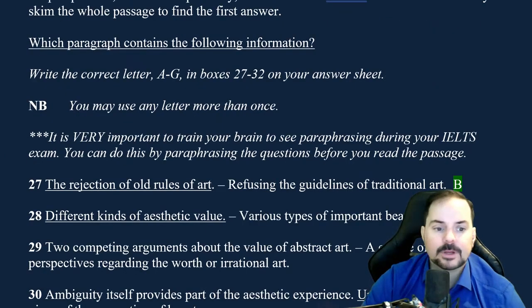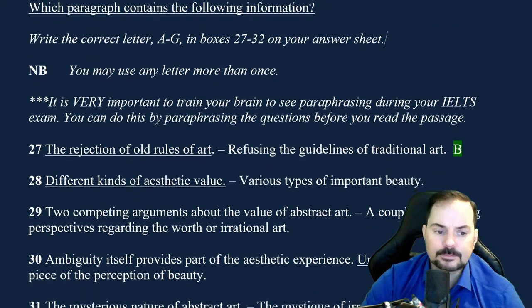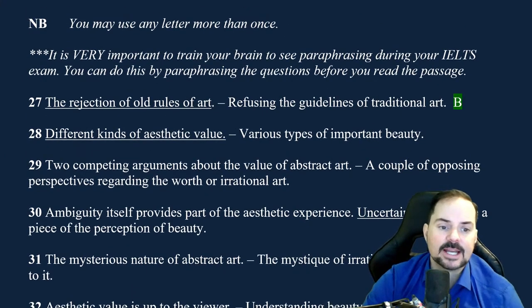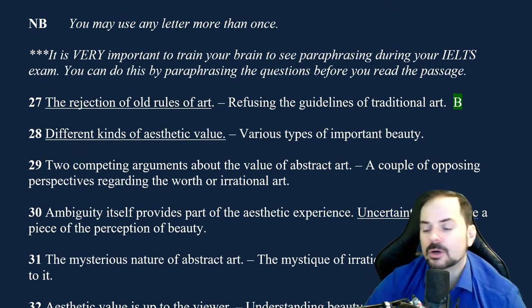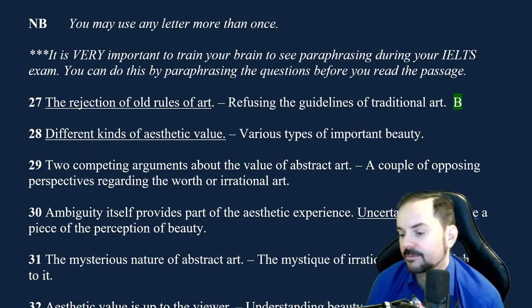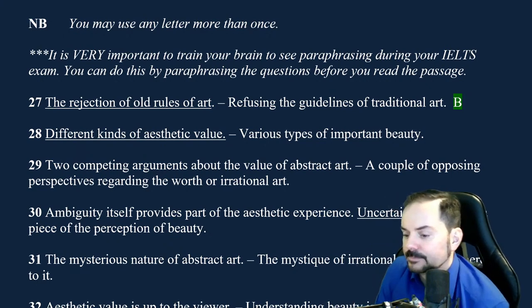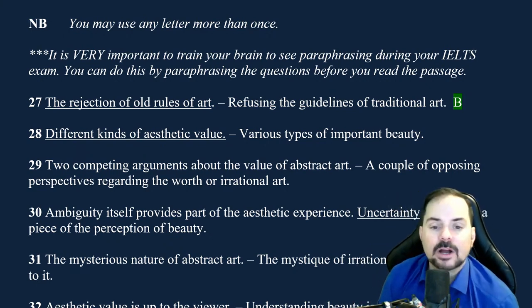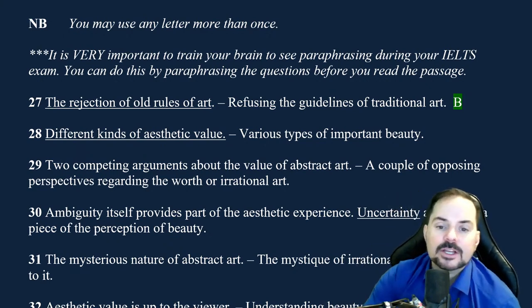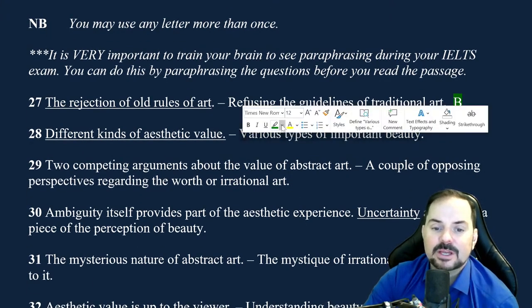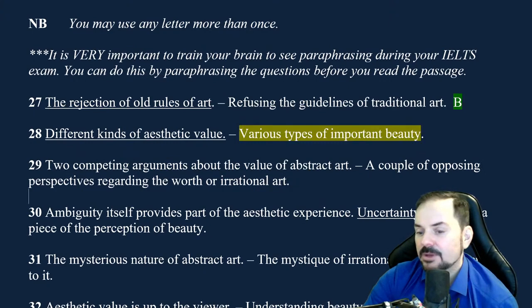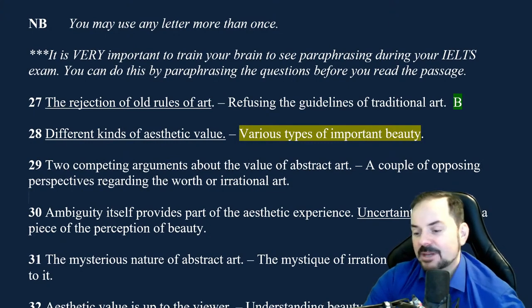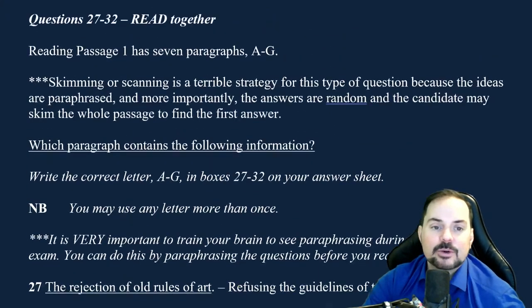All right. So 27B is the correct answer. Different kinds of aesthetic value. So different types of beauty. Okay, so various types of important beauty. That was the paraphrase here that we included last time. Which paragraph was that? See, many of you are like, D. Yeah, okay, let's go back and check.